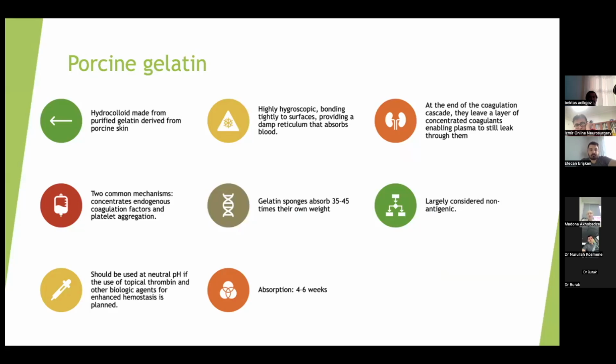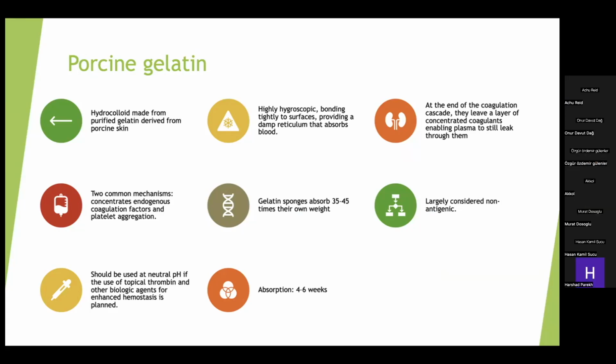Now coming to gelatin. Porcine gelatin is relatively widely used in neurosurgery. We very commonly call it gel foam, but there are other products as well associated with porcine gelatin. It's a hydrocolloid made from purified gelatin derived from porcine skin. So the gelatin is derived from pig skin and made into a hydrocolloid. It is hygroscopic, which means it can absorb water and bond tightly to surfaces, and it provides a damp reticulum that will absorb blood.